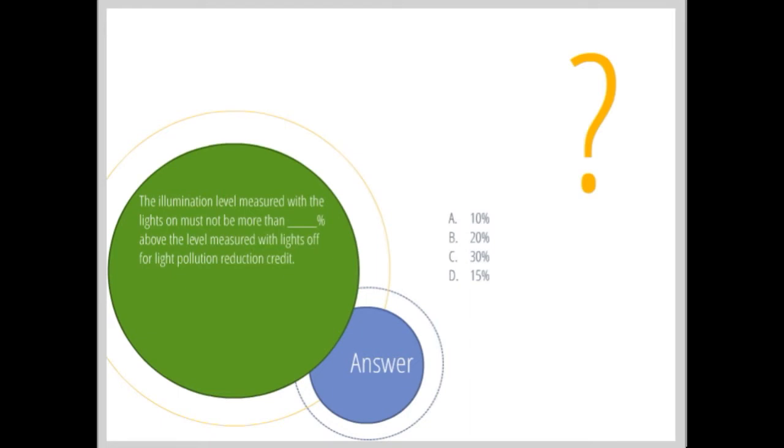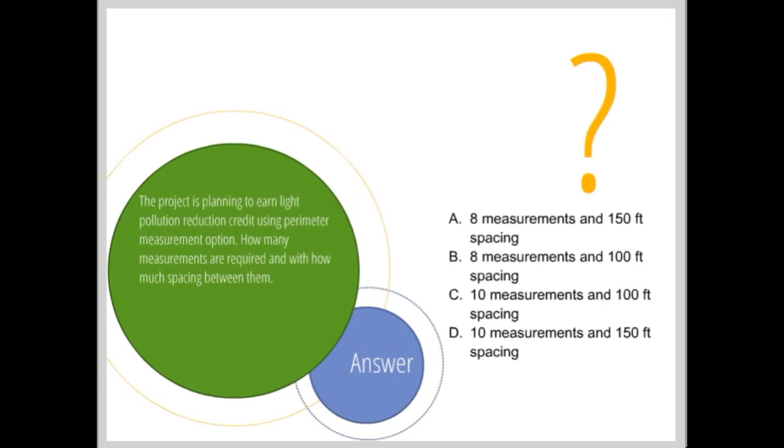The illumination level measured with the lights on must not be more than what % above the level measured with the lights off for light pollution reduction credit? The answer is 20%.